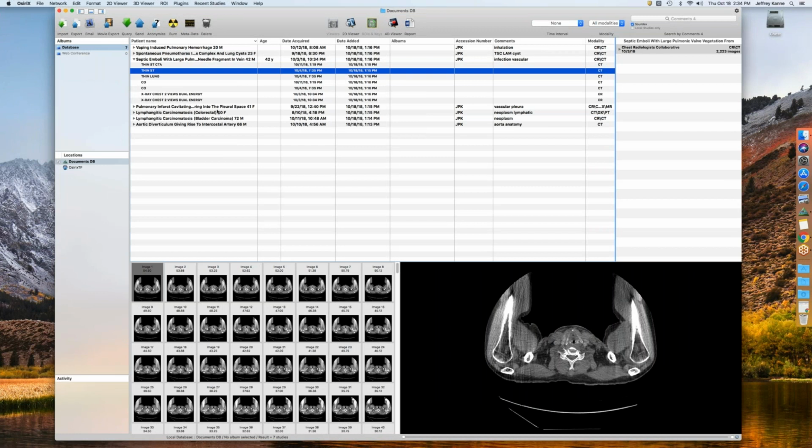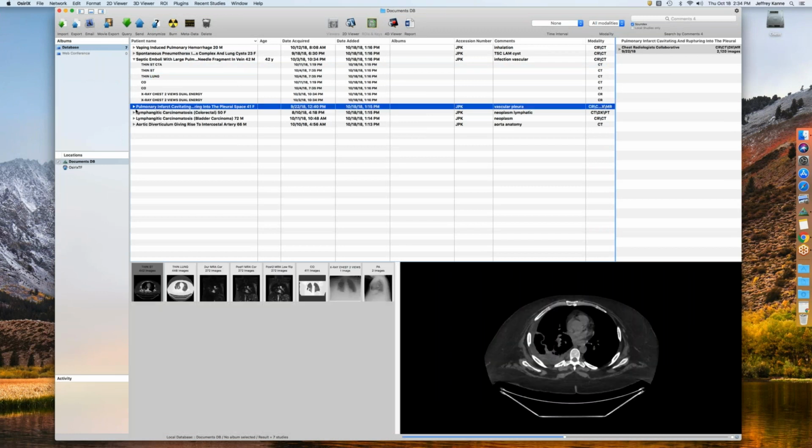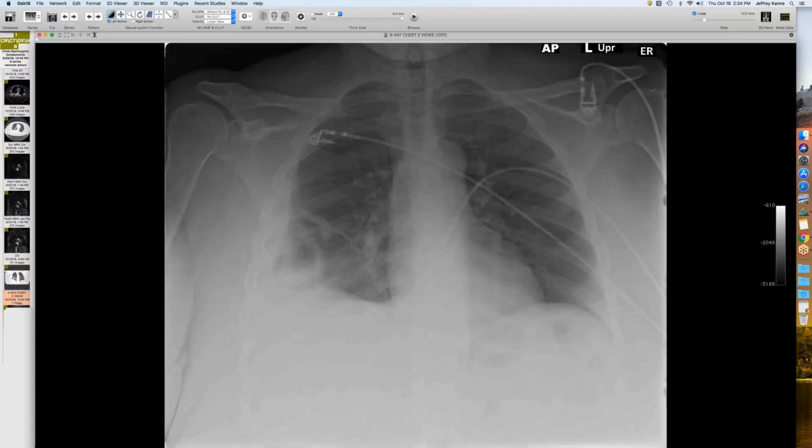So that's bad. And then here's another bad case that's sort of related. These are kind of all acute things. This is a patient who presented with some chest pain, and you can see she has this cavitary mass in the right lower lung, pleural effusion.